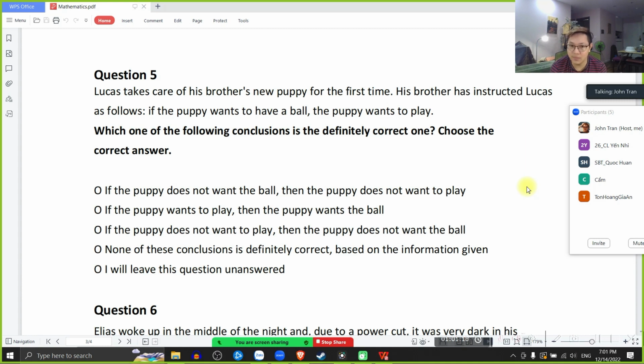If the puppy wants a ball, then the puppy wants to play. Which of the following conclusions is definitely correct? A. If the puppy does not want a ball, then the puppy does not want to play. B. If the puppy wants to play, then the puppy wants the ball. C. If the puppy does not want to play, then the puppy does not want the ball.